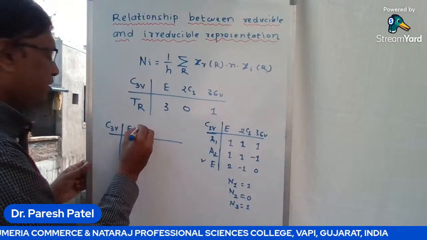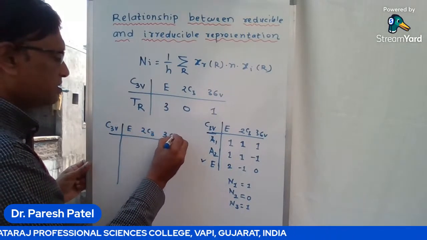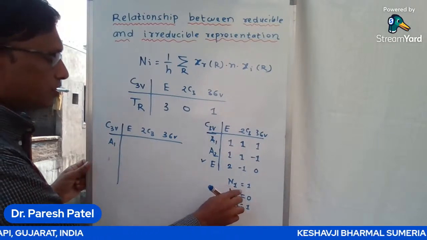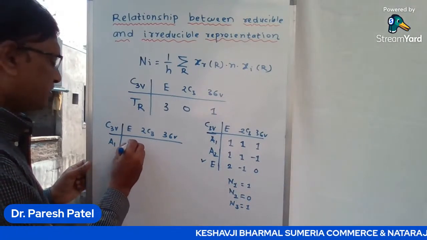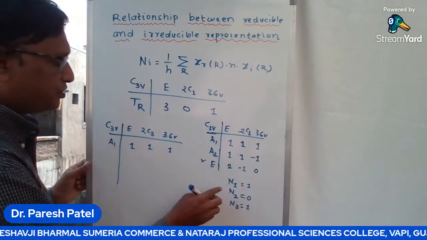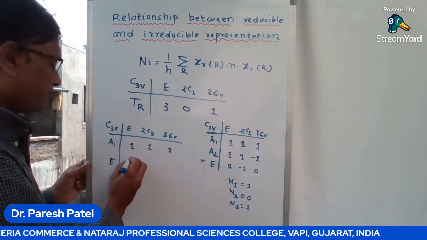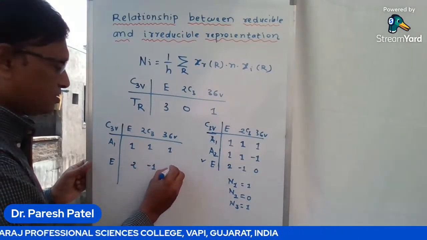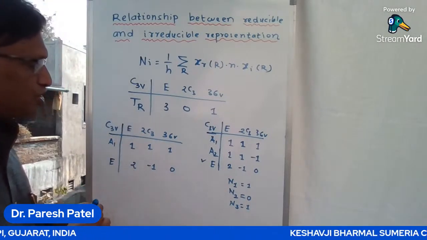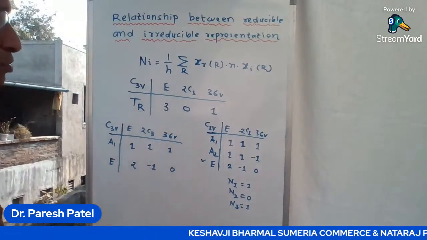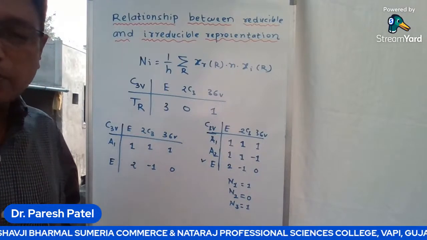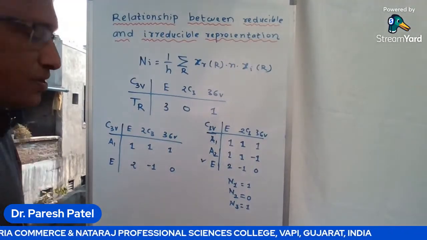C3V: E, twice C3, 3 sigma V. A1: N1 is equal to 1, it means A1 1 time. N2 is 0, which means there is no involvement of A2. N3, it means E: 2, minus 1, 0. The value for N3 is equal to 1, so we mention it only 1 time. So these are the irreducible components for this reducible representation. So with the help of this equation, we can reduce any reducible representation into irreducible representations with the help of the character table of that point group.